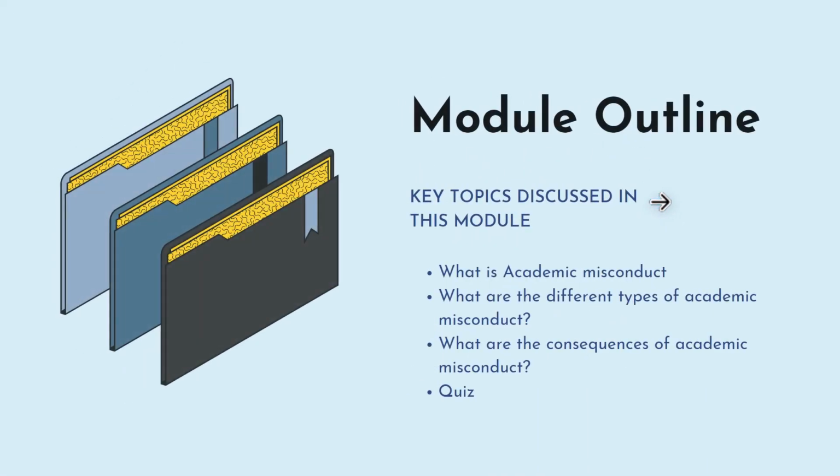In this module, we look at the following key topics. What is academic misconduct? What are the different types of academic misconduct? What are the consequences of academic misconduct? And we will finish with a quiz.